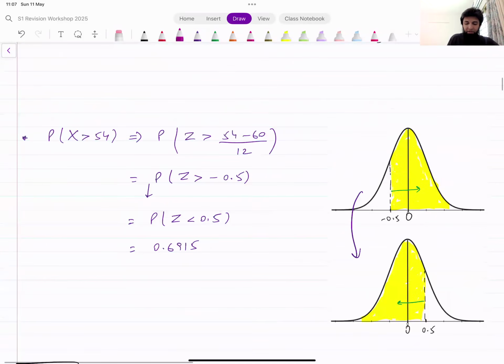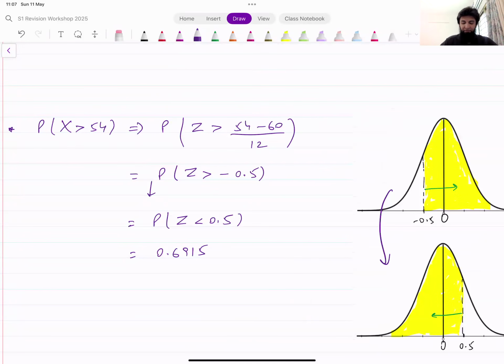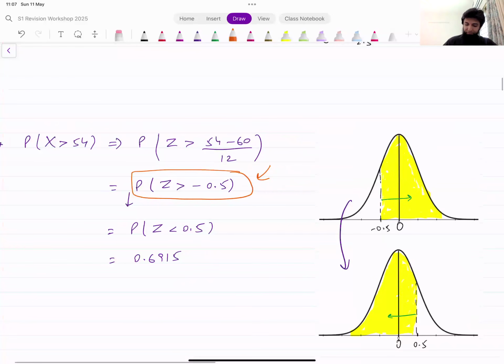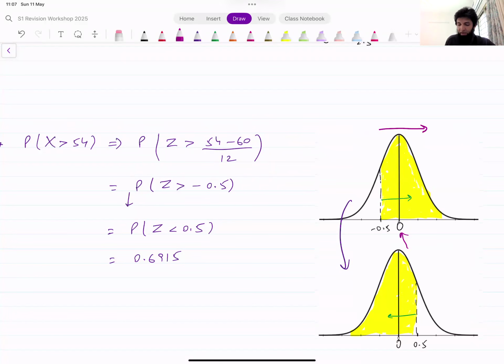Another possibility could be that you're finding probability of x greater than 54. Now, if you convert that to z, that ends up giving you z greater than a negative value. So that's z greater than minus 0.5. If you look at a normal distribution curve, 0 is in the middle. Greater than minus 0.5, what that means is you're considering the region to the right of minus 0.5. Now, is that the standard form? It's not the standard form, right?